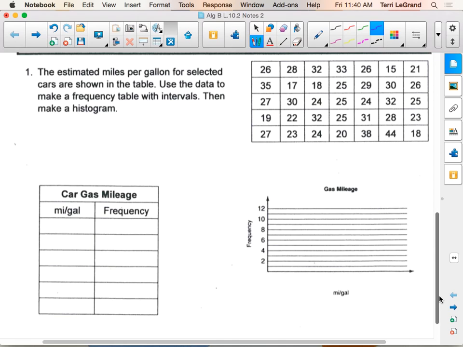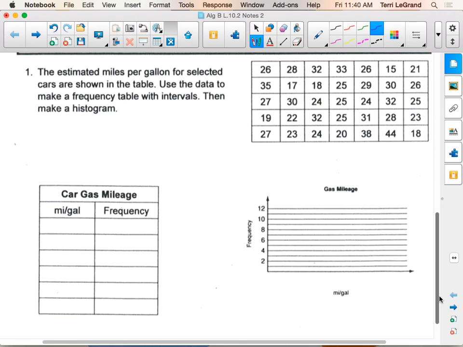Ooh, we got a big data set here. Estimated miles per gallon for selected cars are shown in the table. Use the data to make a frequency table with intervals, then make a histogram. Okay, what's our first step again? Look up above. What's our first step? Okay, we need the smallest and the greatest. Okay, go ahead, look through that table and find them.